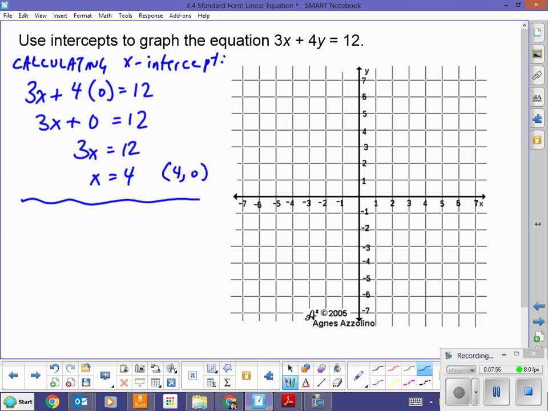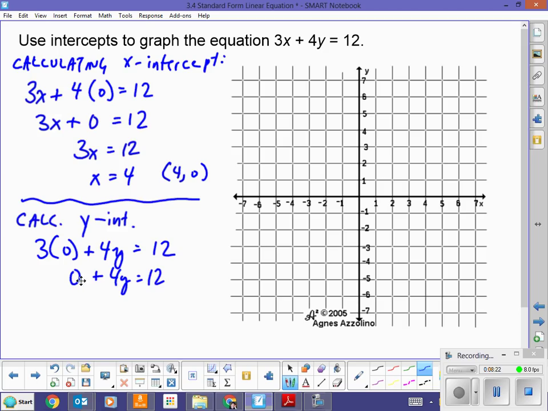And then to calculate the y-intercept, the y-intercept is the value of y when x equals 0. So we set x equal to 0. 3 times 0 plus 4 times y equals 12. Okay, so 3 times 0 is 0. So 4y will equal 12. So y equals 3. And again, as a point, that's 0, 3.